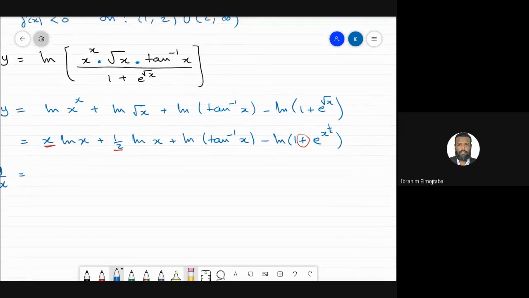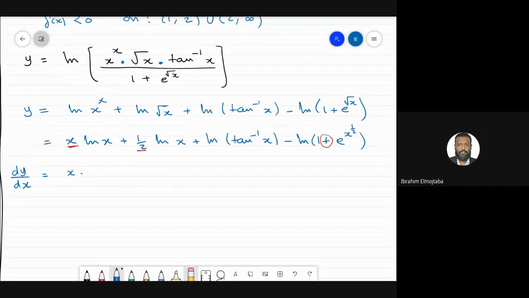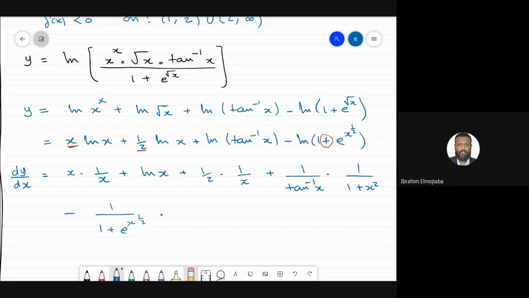فيكون dy over dx يساوي x ln x هي ضرب، فيكون الأول اللي هو x في تفاضل ln x اللي هو 1 over x بلس الثاني اللي هو ln x في تفاضل x اللي هو 1 بلس نص في تفاضل ln x اللي هو 1 over x، بلس ln مقدار هو 1 على المقدار اللي هو 1 على tan inverse x في تفاضل التان inverse. حد يتذكر تفاضل التان inverse اللي هو 1 over 1 plus x square صحيح؟ minus تفاضل ln لمقدار هو 1 على المقدار 1 plus e to the power x power half في تفاضل اللي داخل، الواحد تفاضله زيرو، و e to the power x power half تفاضله e to the power x power half في تفاضل الأس اللي هو x power half يعني النص x to the power minus half.